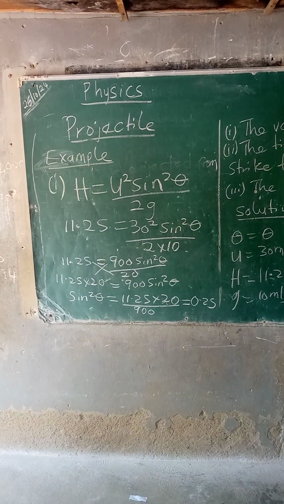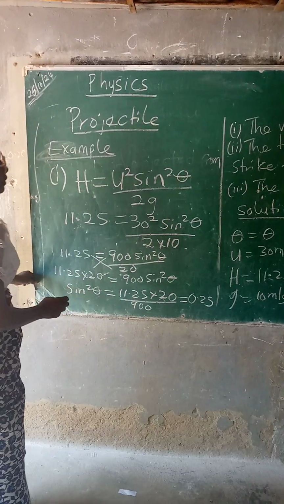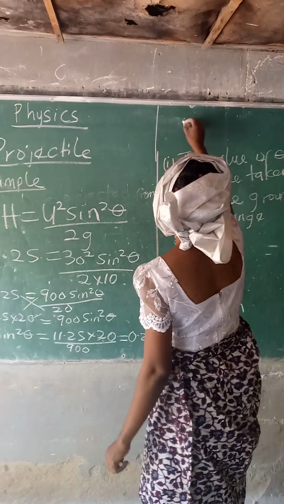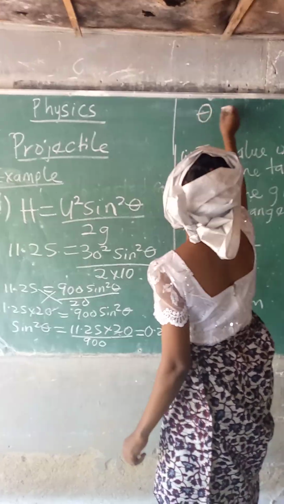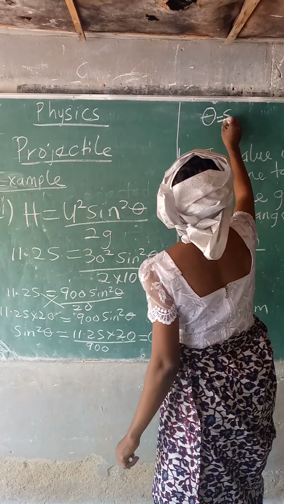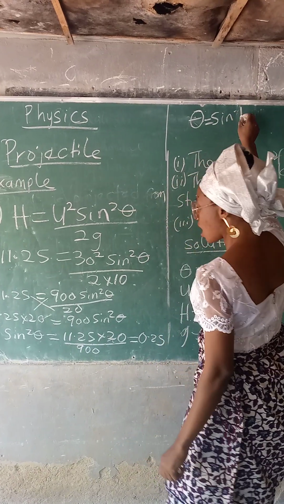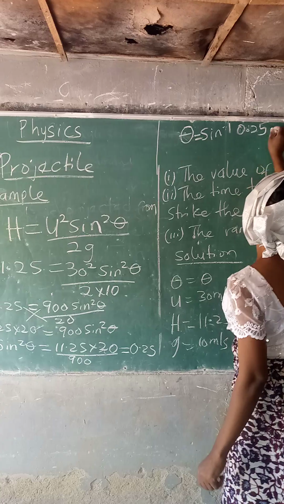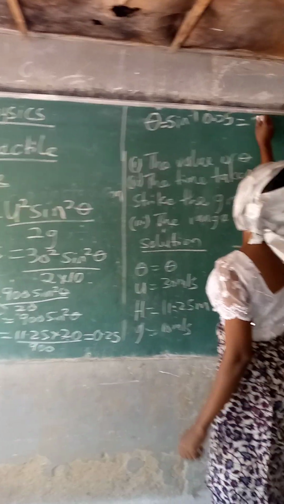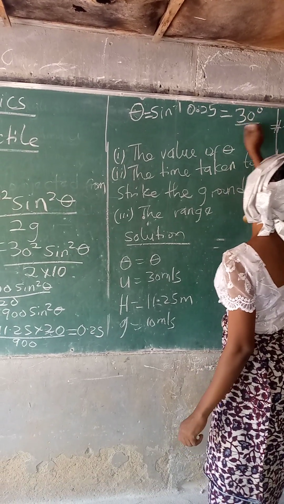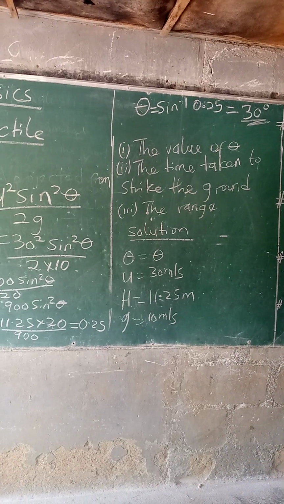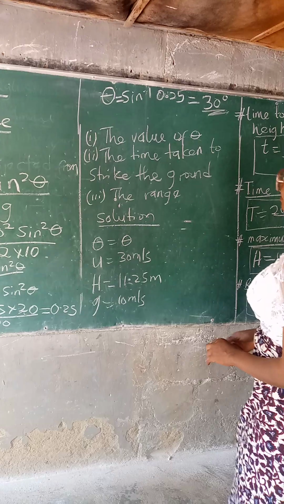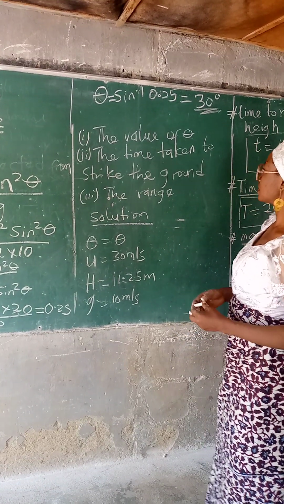Okay, now we find the sine inverse. Theta is equal to the sine inverse of 0.25. Hmm, wait: sine theta is the square root of 0.25, which is 0.5. When you punch your calculator, it will give us 30 degrees. So the value of theta is equal to 30 degrees. Now let's go to the second problem.